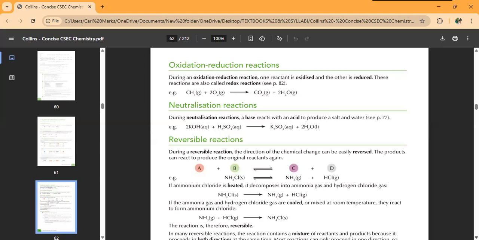Right? So the next one we have is neutralization reactions. Now, you might have done some work with acids and bases. So when a base and acid reacts, you have the production of a salt and water. So in our example, we have potassium hydroxide reacting with sulfuric acid to give potassium sulfate and water. Now, all of the salts that are made from sulfuric acid are called sulfates.